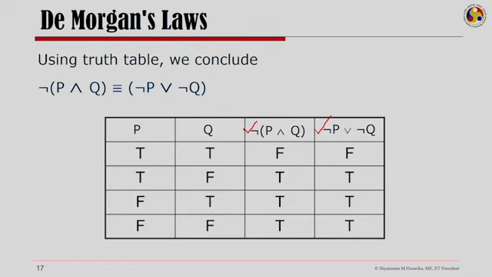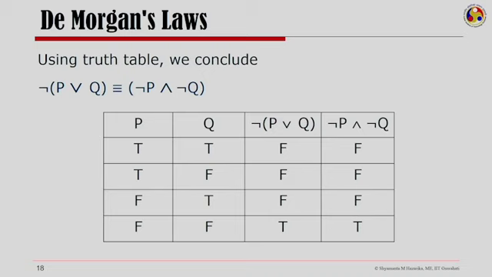As the truth values of these two propositional logic formulas are the same, these two formulas are equivalent, and I could write that the negation of P and Q is equivalent to not P or not Q. Similarly, we have the second De Morgan's law, which says the negation of the disjunction, that is not of P or Q, is equivalent to not of P and not of Q.